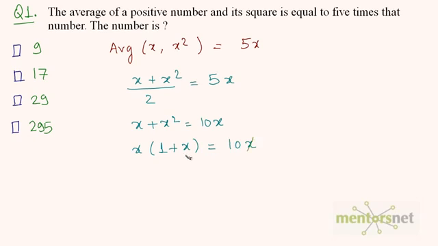What remains is 1 plus x is equal to 10x. And from here this x and this x get cancelled out, so 1 plus x is equal to 10. Therefore x is equal to 10 minus 1, which is 9. Therefore the number is 9.